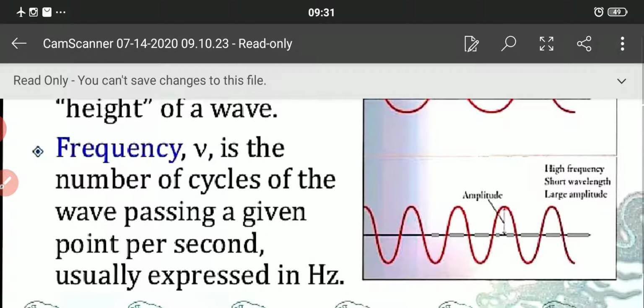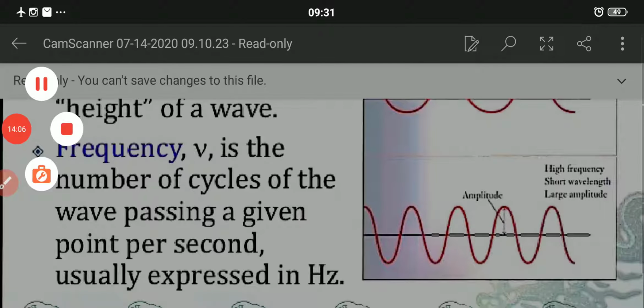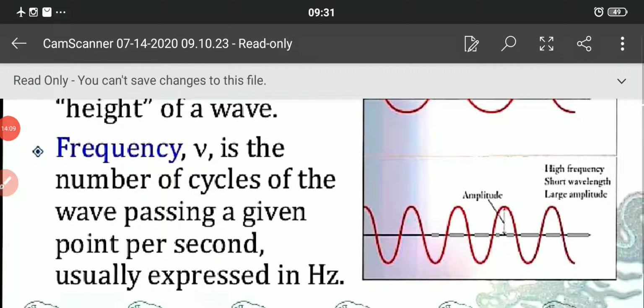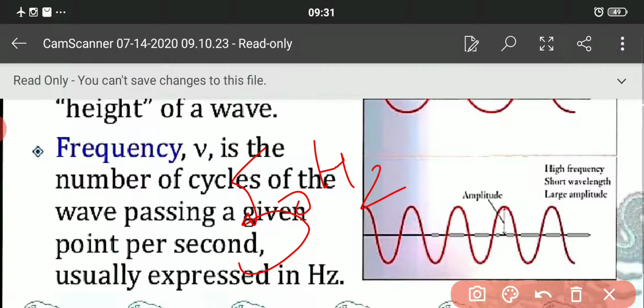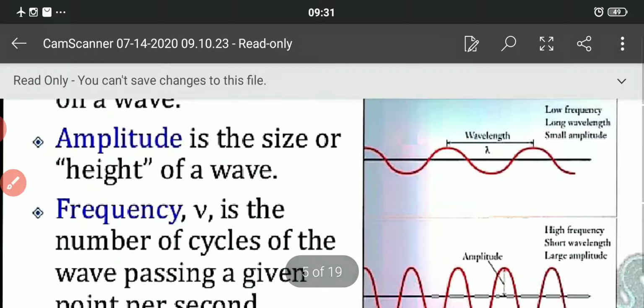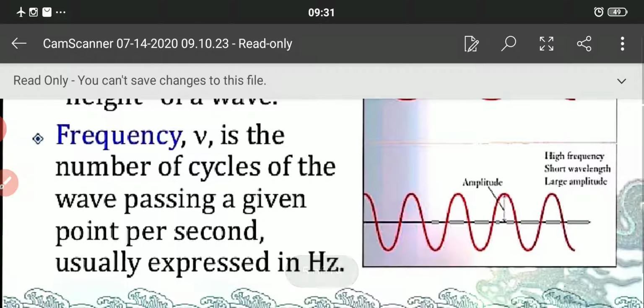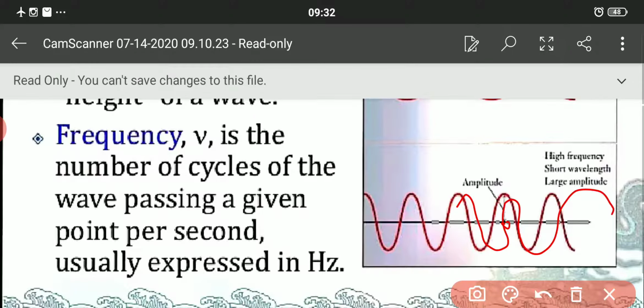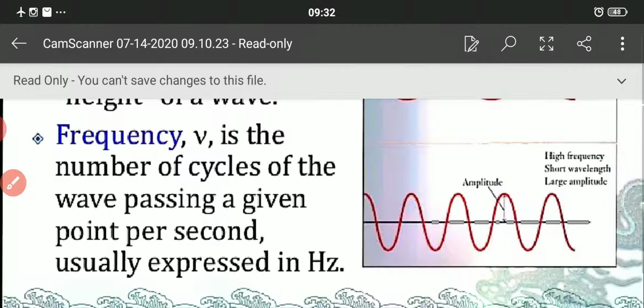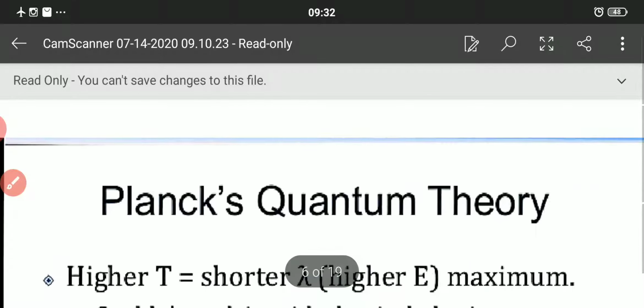We know television and others have 50 hertz, 60 hertz. So hertz is the frequency, the waves that pass in a single second. For example, here is a point: how many waves pass through that point in a second gives the frequency, expressed in hertz. Remember.